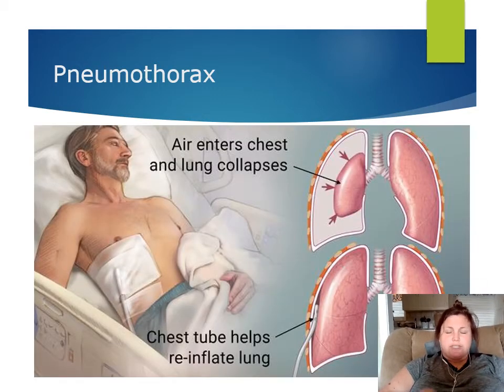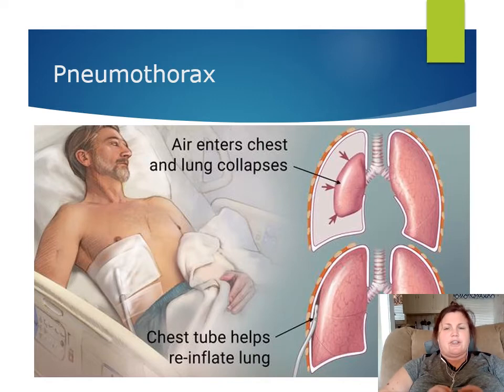And there's an illustration for you of a pneumothorax. The air enters the chest and causes collapsing of the lung. When the chest tube or needle is positioned in there, it helps to allow reinflation of the lung.